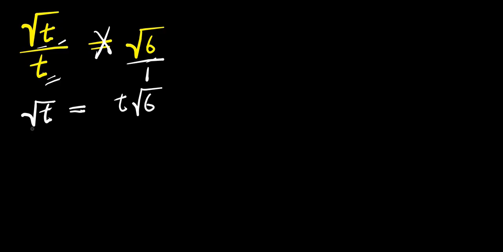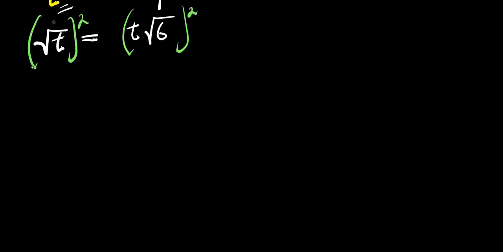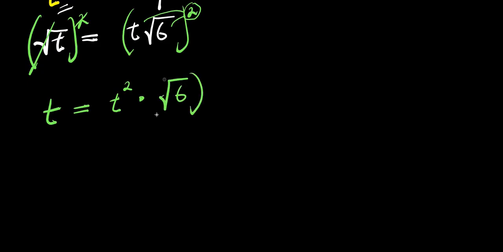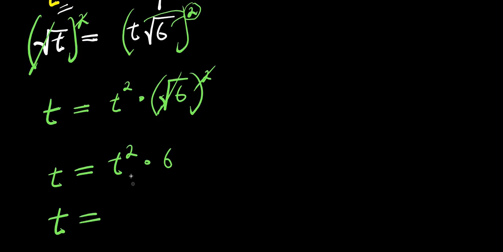Now, there is a square root here and we need to eliminate it. So we can take the squares of both sides of this equation. So this eliminates the square root here. We have t equals, for this, we are going to distribute this exponent to each of the terms here. That means we have t to the power of 2 times square root of 6 raised to the power of 2. Right here we have t equals, this is t to the power of 2 times, this cancels this, we have 6. So from here, we have t equals, this is t squared times 6.